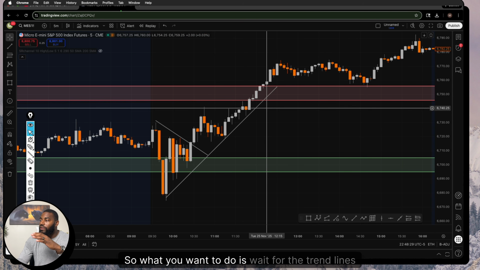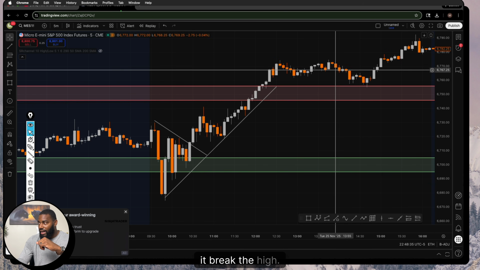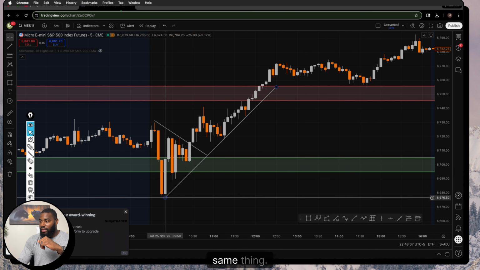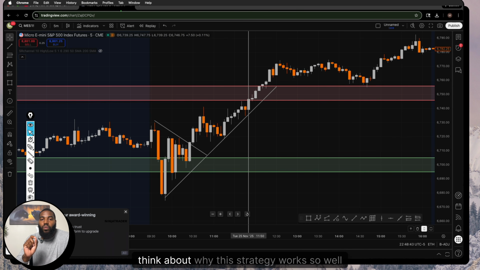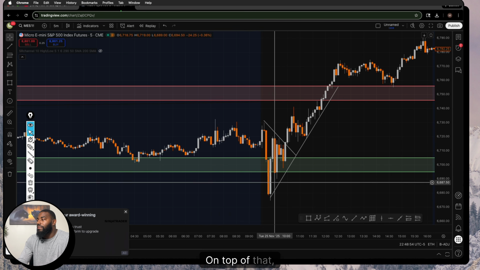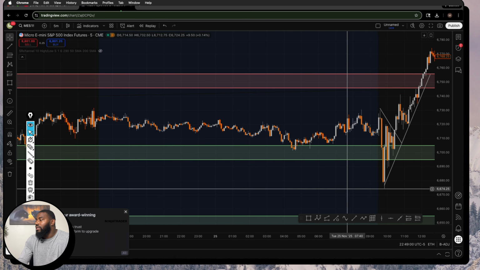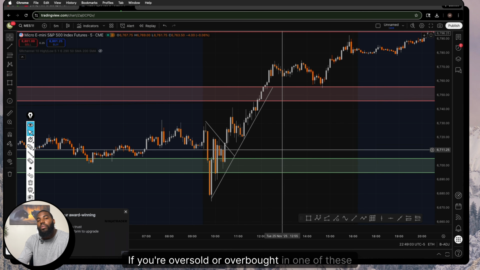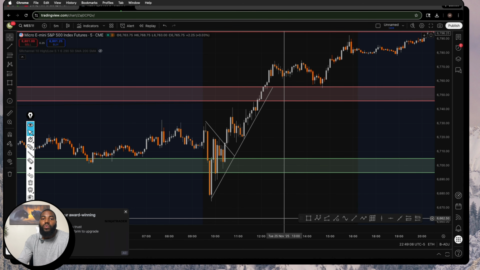So what you want to do is wait for the trend lines or the break and retest, as you notice here. It breaks the high, retest, same thing, break, retest, up. Now, if you think about why this strategy works so well, it's because people react to price levels. Algorithms react to price levels. Also, on top of using trend lines, you can use the RSI. If you're oversold or overbought in one of these areas, then that area becomes even more reactive.